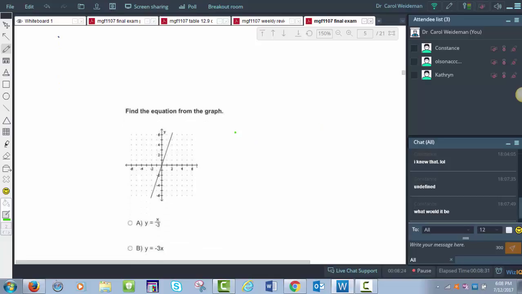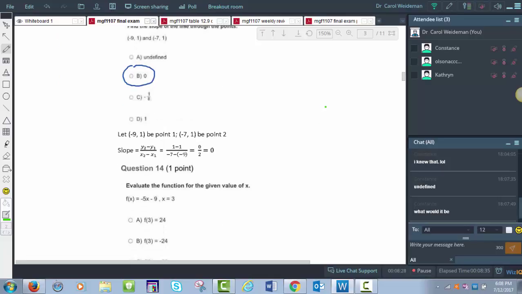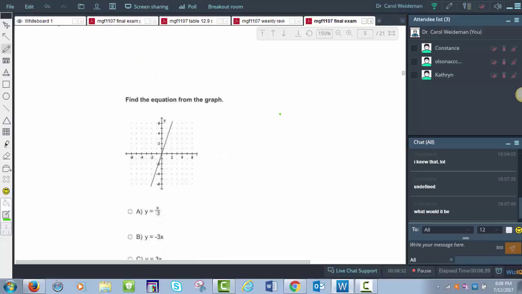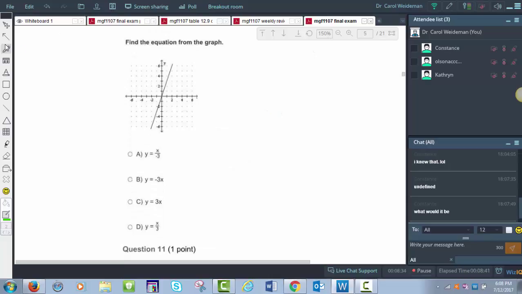All right. Find the equation from the graph. Question number 10. I think I have a detailed solution for this one too. Oh, no, I don't. Okay. I'll do it by inspection. Okay, the first thing to notice on this line is it goes through the origin. So we know there's not going to be a b in the equation because the y-intercept is actually 0, 0.